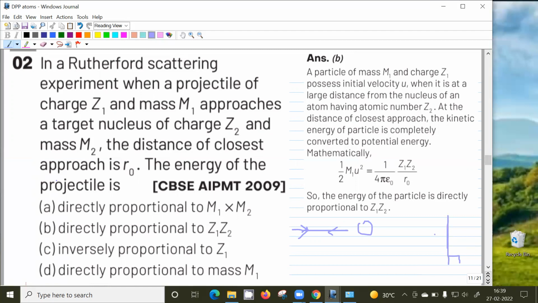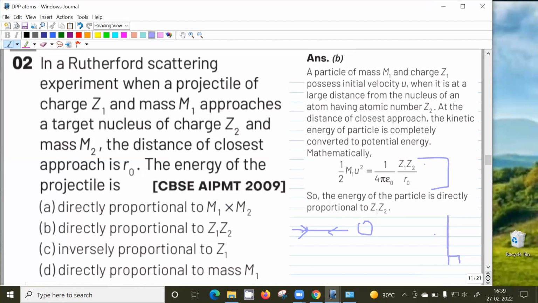Inversely proportional to R0? But that's not an option, right? If you look at the options, that is not given. So you have to see whether it depends on other things. M1 and M2 charge... directly proportional to Z1, Z2. If you write the equation of energy conservation at the distance of closest approach, the half mv square will get converted into 1 by 4 pi epsilon into Z1, Z2.